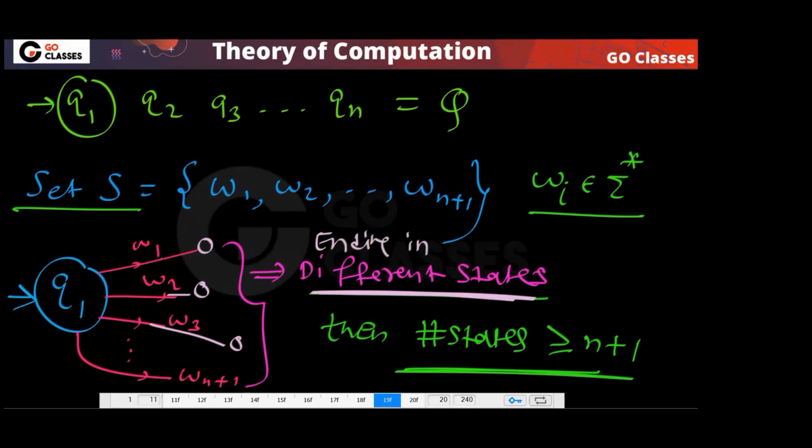So if they are ending in different states, we have a total of n plus 1 strings. And if they end in different states, then you need at least n plus 1 states. Okay, it's like this.